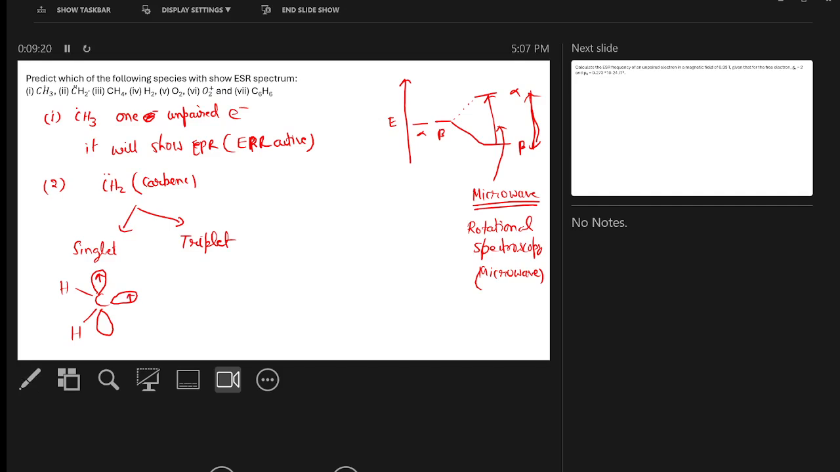But in case of triplet, if you draw the structure, you will get something like this. Here two unpaired electrons. So this will be your EPR active. This will not be EPR active.